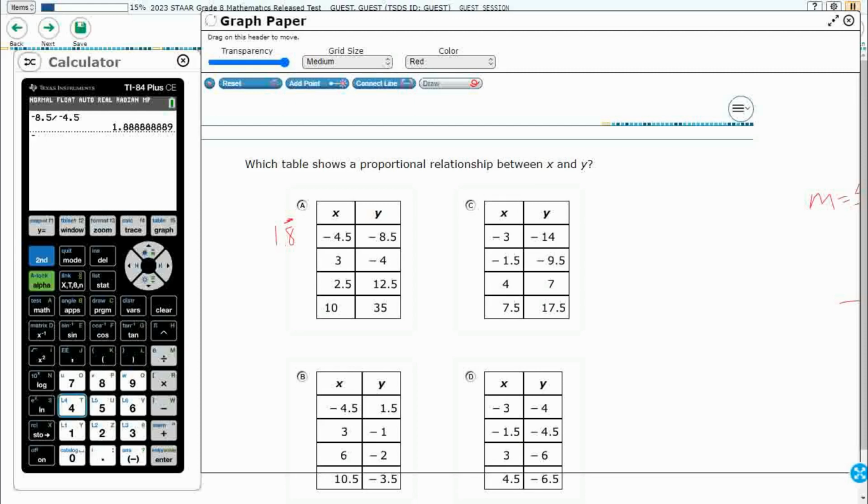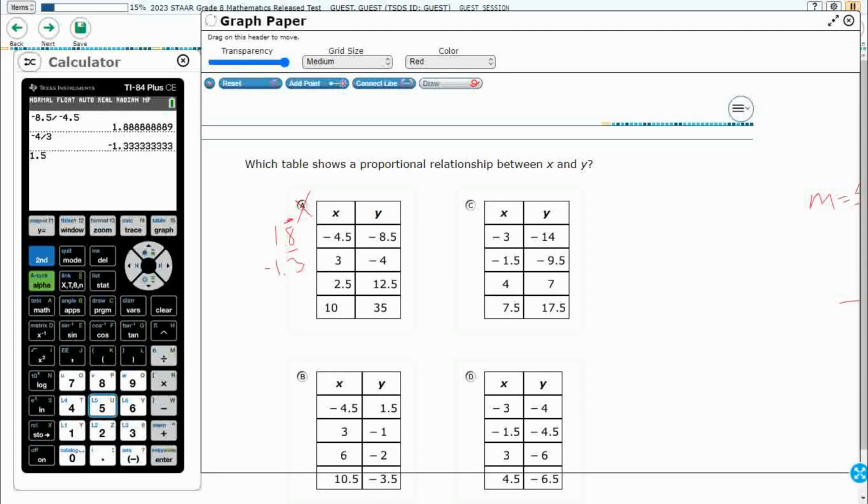Now, I can already tell you, but let's go ahead and check it out on the calculator. We're going to have something different for the second one, right? And this is not a proportional relationship, because I would need to see the same thing all the way down. So I'm going to go ahead and eliminate A, because it's not the same thing all the way down. All right, let's check B.